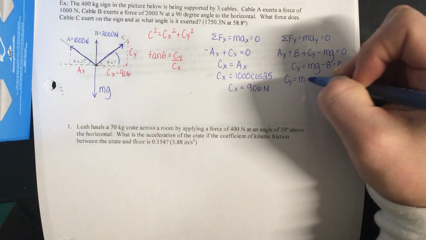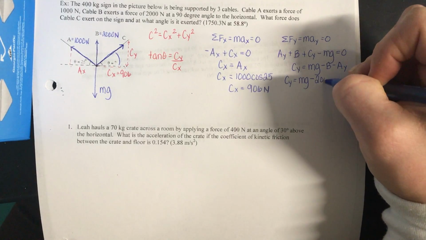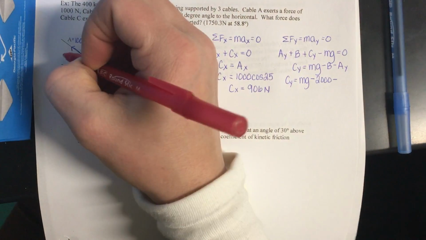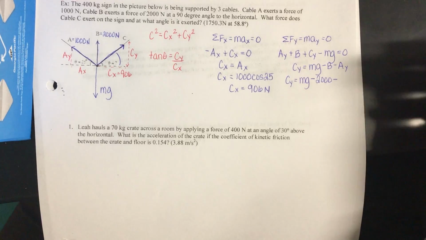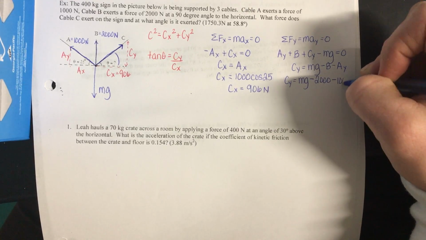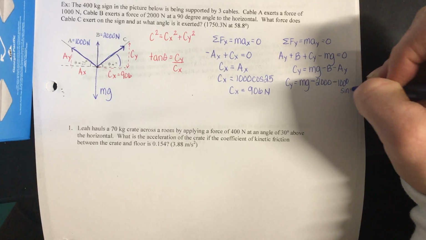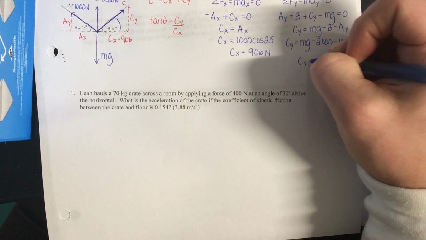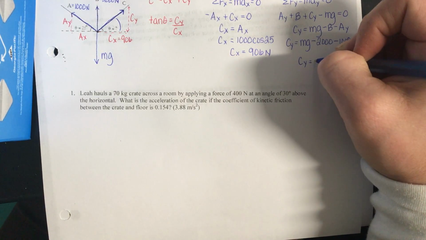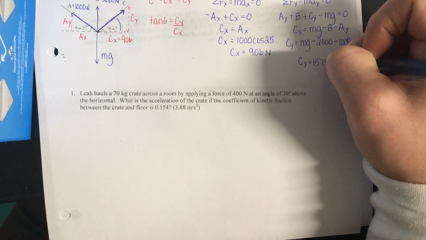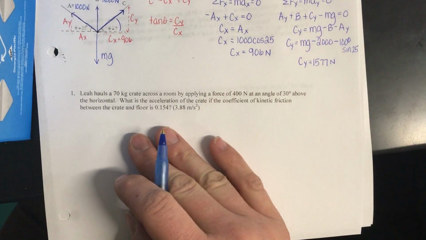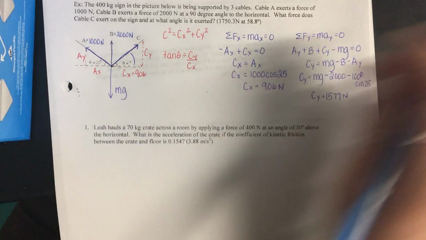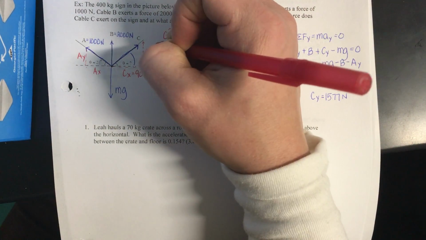So CY is equal to MG minus 2,000 for B minus, and then to find the y component of A, it's opposite, so you need to use sine. So we will use 1,000 times the sine of 25. And when you put all those in your calculator, you get CY equals 1577. And I use 10 there for G. So this right here is equal to 1577.